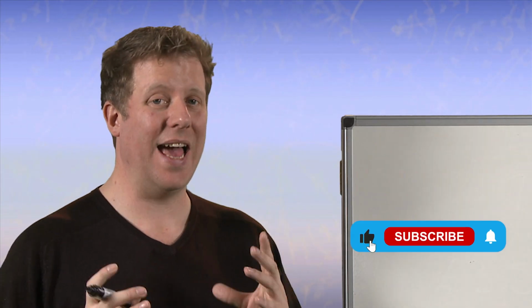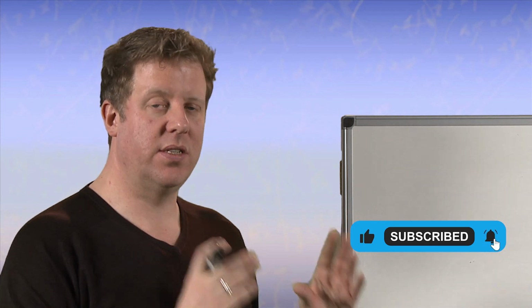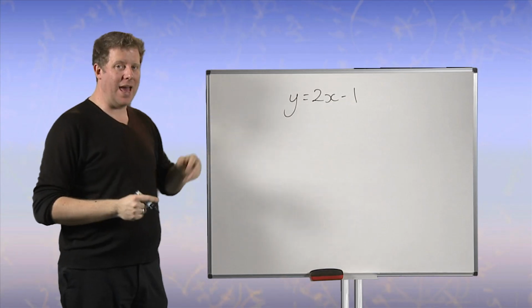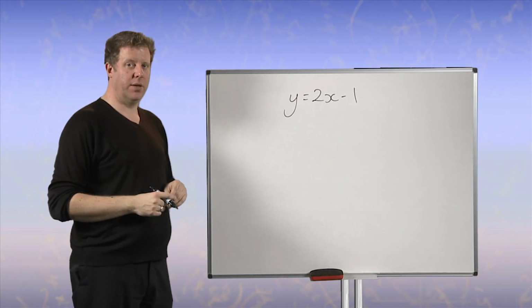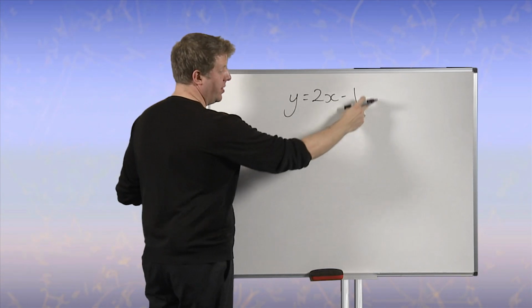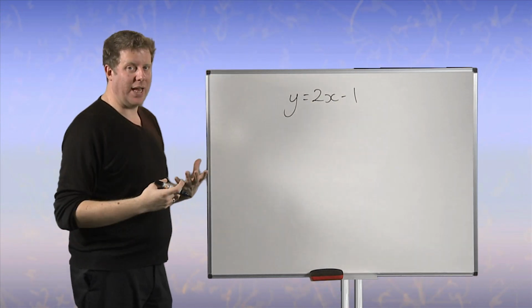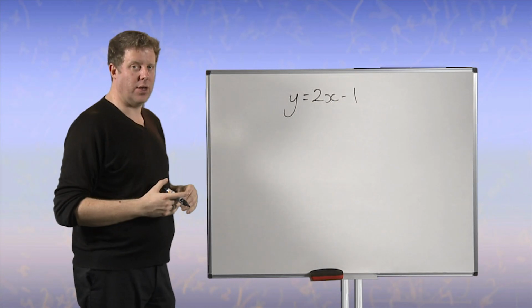Now, some of these changing the subject of a formula questions can be really difficult, so we're going to start off nice and easy and then build up to the harder questions. The first one we're going to rearrange is this one here, y equals 2x minus 1. And we're going to make x the subject of this formula. So if we take a look at the side that the x is on, we need to get rid of all of those things around x and get x on its own.